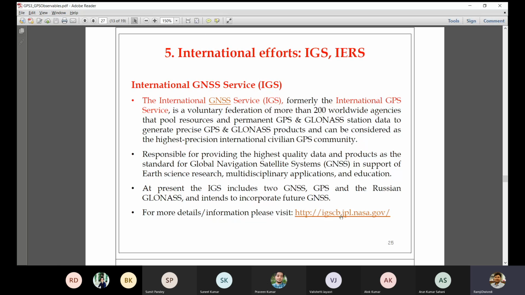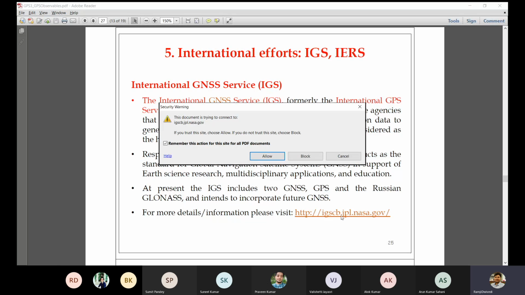Let's say if you want to just go to this site, let me just open it up for you. It's very nice. Details are mentioned. Just wait a minute.